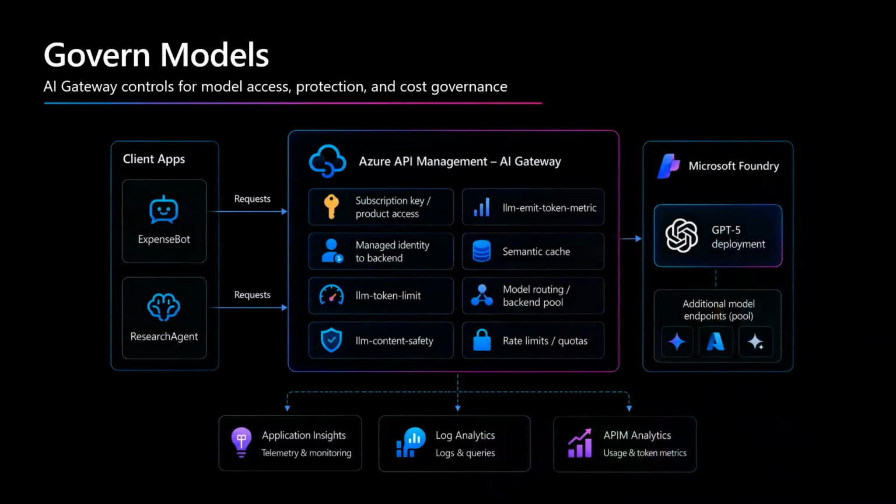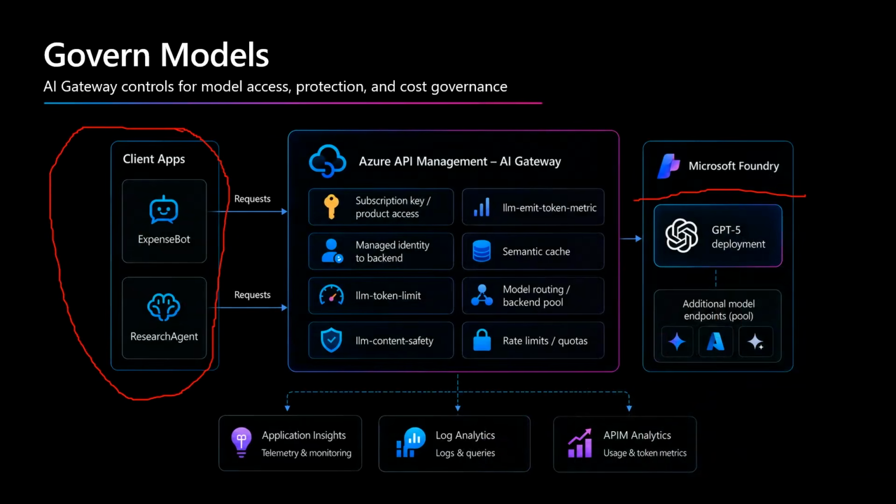So let's start with the first one, which is around governing models. The demo that I'll be showing you has a set of agents that are currently deployed in Azure, and I have a model that I've deployed in Microsoft Foundry. I'm going to be using the AI Gateway to provide a set of governance capabilities for the models that will be used by the agents that I have deployed. So let's head over very quickly to the Azure portal.